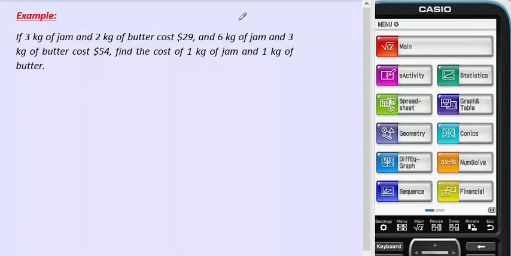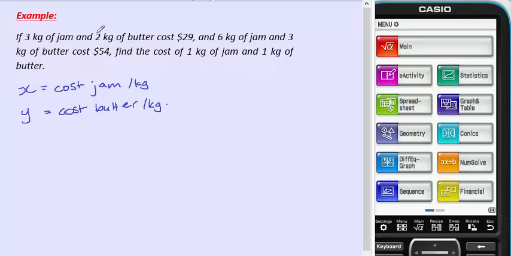We're asked a question here where we have two unknowns. One unknown is the cost of jam per kilo, and the second one is the cost of butter. So I'm going to let my two unknowns be X and Y. And I'm going to write X is the cost of jam per kilogram, and Y is the cost of butter per kilogram. And now I have some information that I'm going to put into equations.